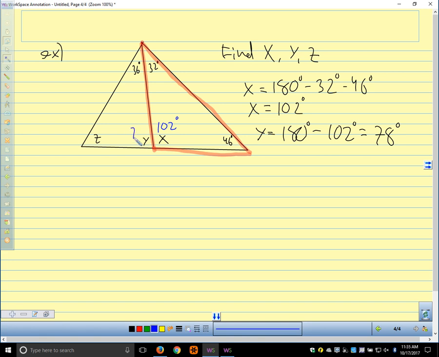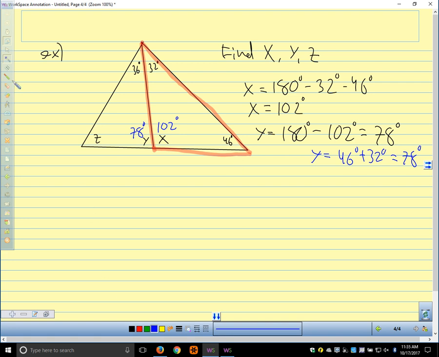The other way that we could think about y. For this red triangle, y is an exterior angle, and 46 and 32 are the remote interior angles. So we could also say that y equals 46 degrees plus 32 degrees, which just ends up happening to be 78 degrees. So we could also think about it that way.